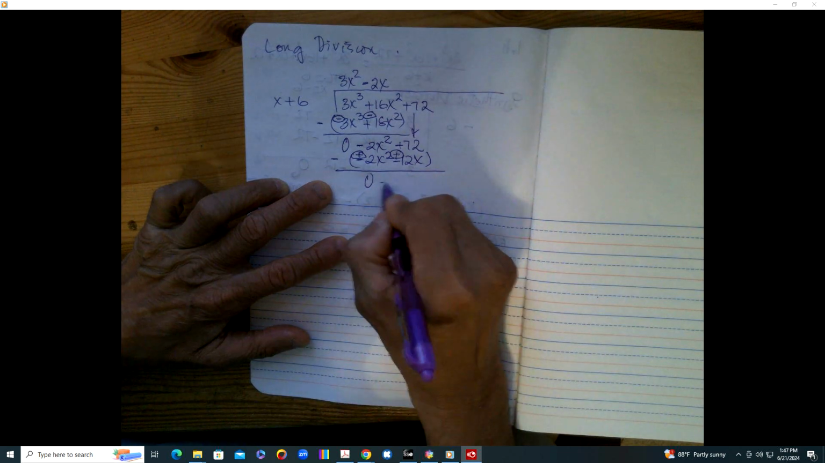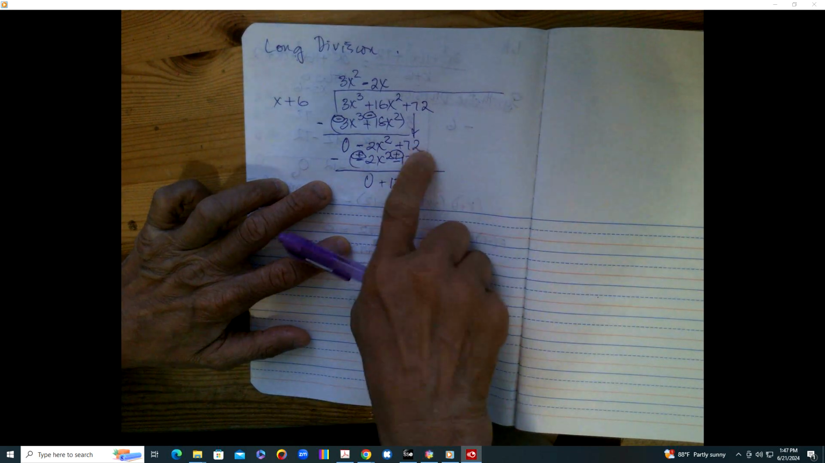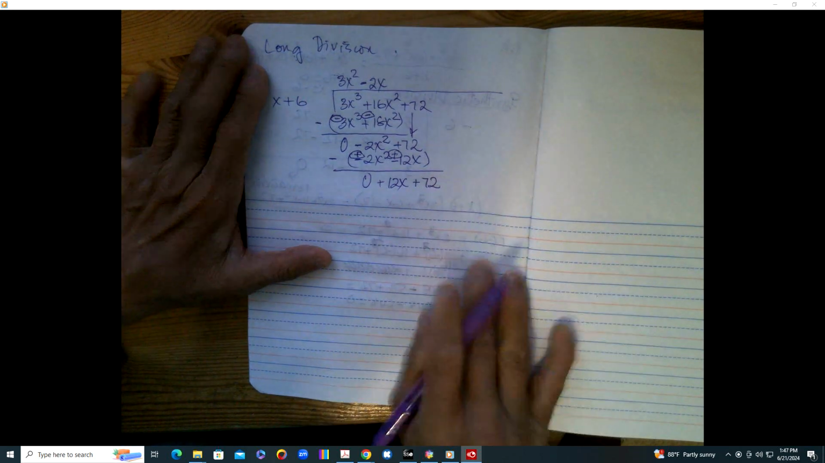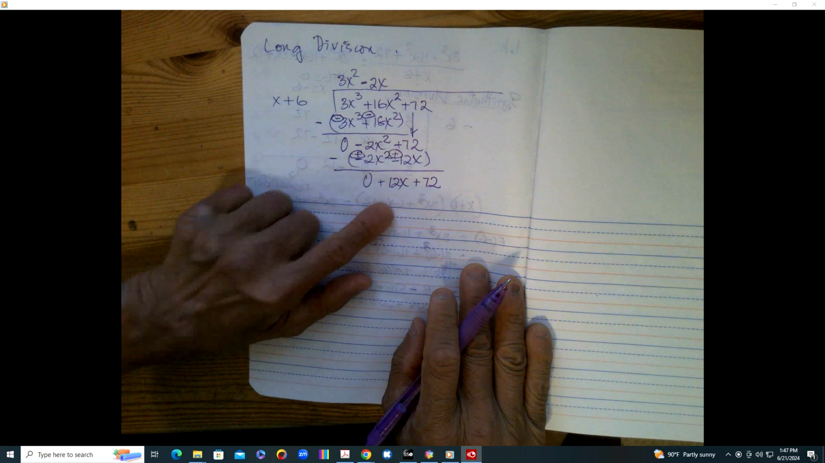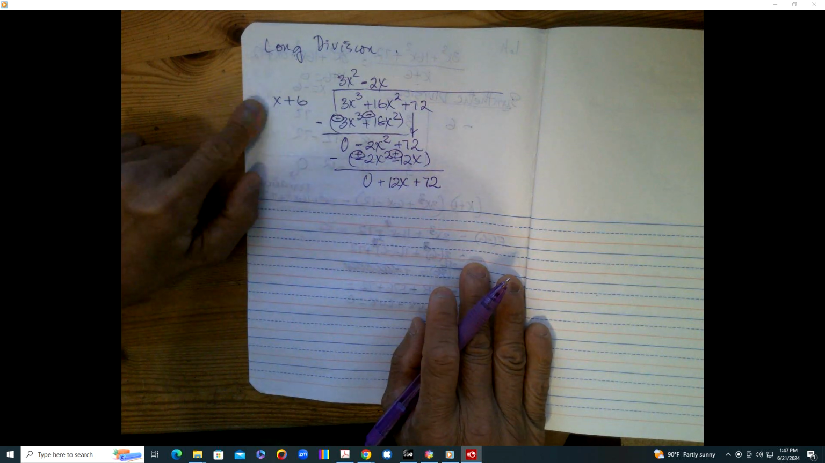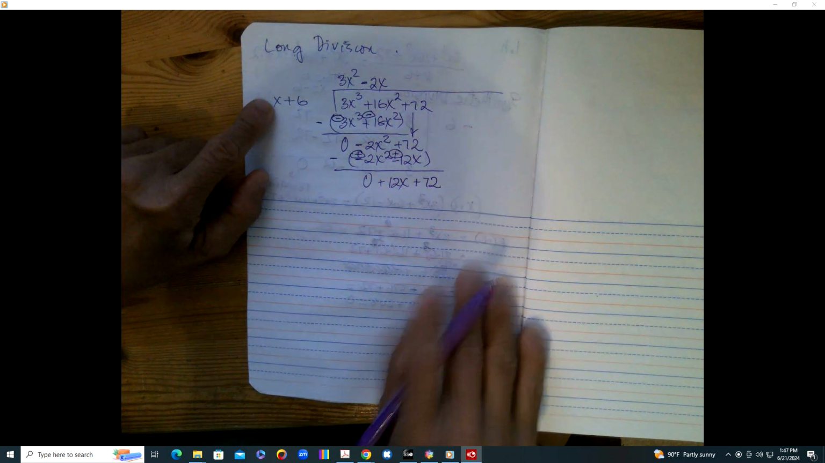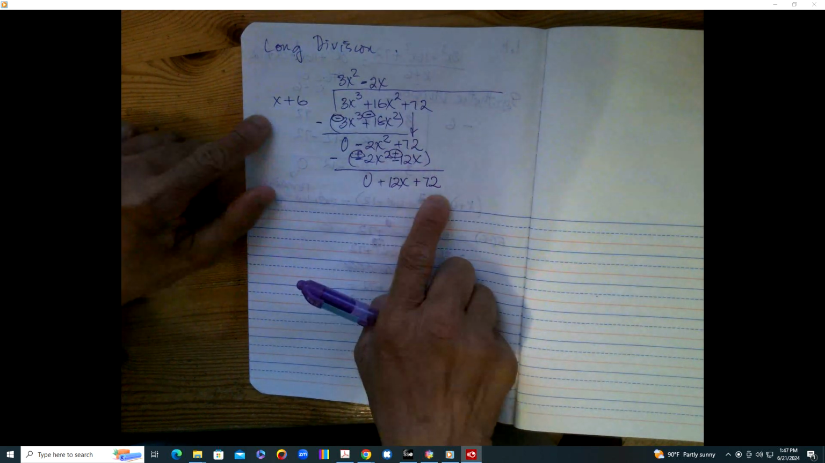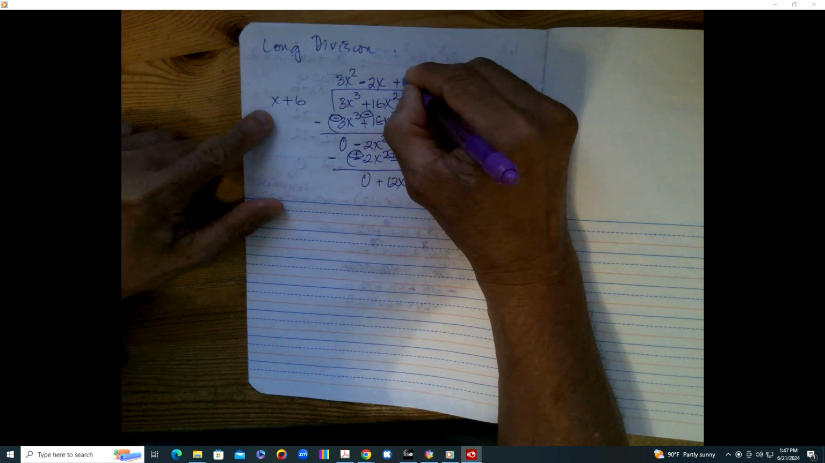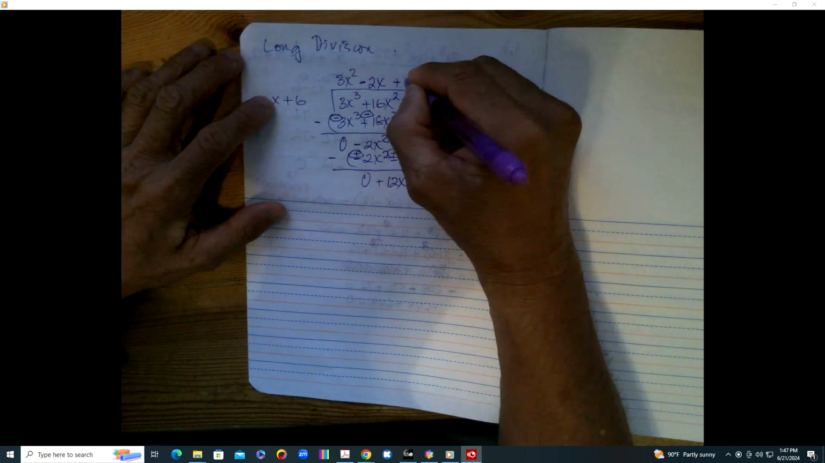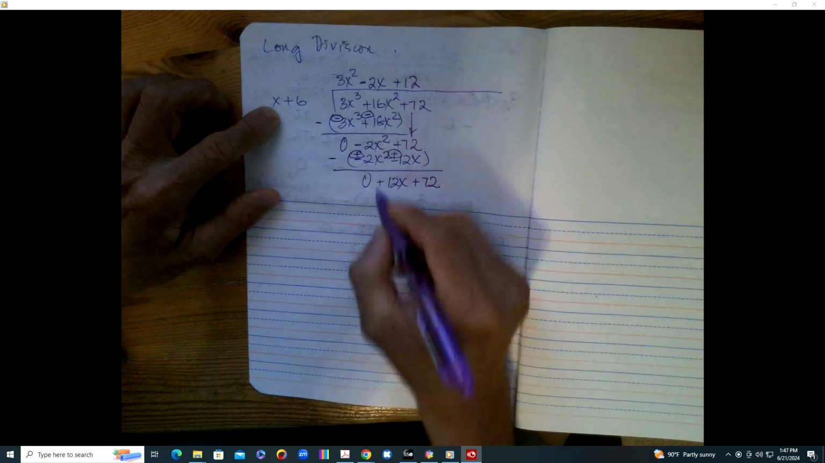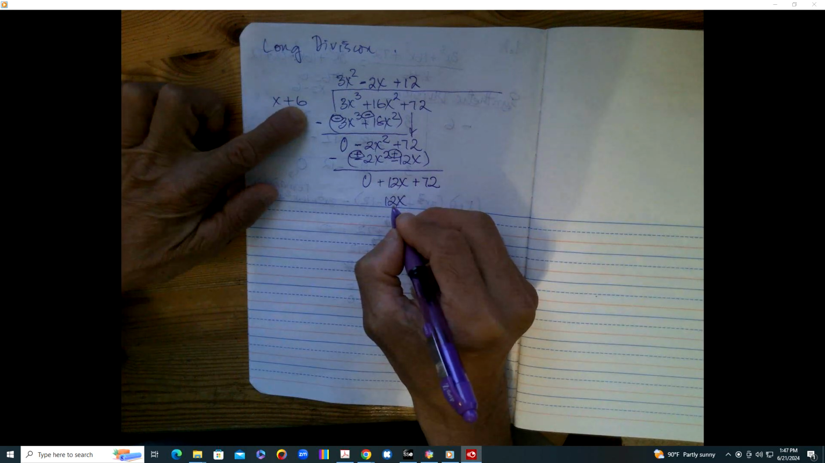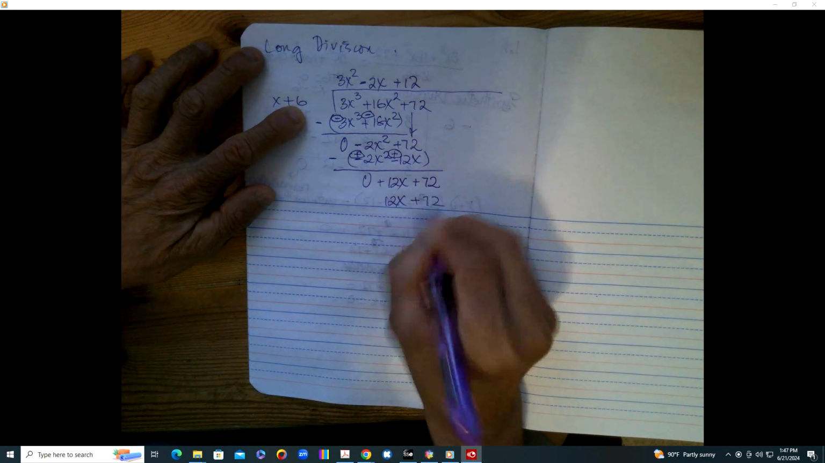The 12x is going to bring straight down because the 12x cannot subtract a 72. So we bring the 72 down, right? So now we ask ourselves, okay, what do we multiply to give us 6x? How many times x plus 6 can go in here? 6 times. So we say plus 6. I mean 12 times. Right? 12 times x is 12x. 12 times 6 is 72. Right?